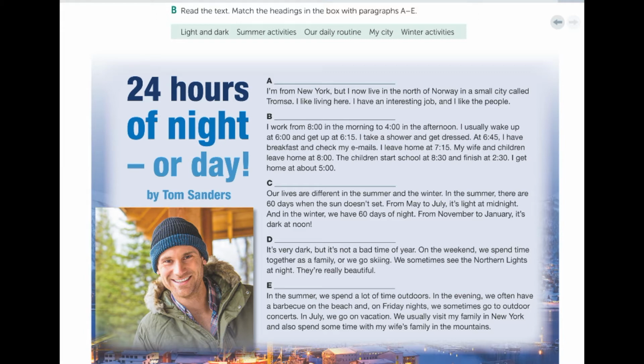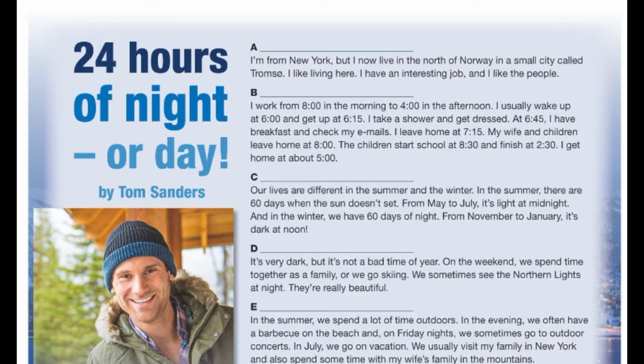And you're going to match the headings here in the box with the paragraphs from letters A to E. We have light and dark, summer activities, our daily routine, my city, and winter activities, right? Pay attention, read the text together and try to identify which of these paragraphs here we complete with one of the headings from the box.